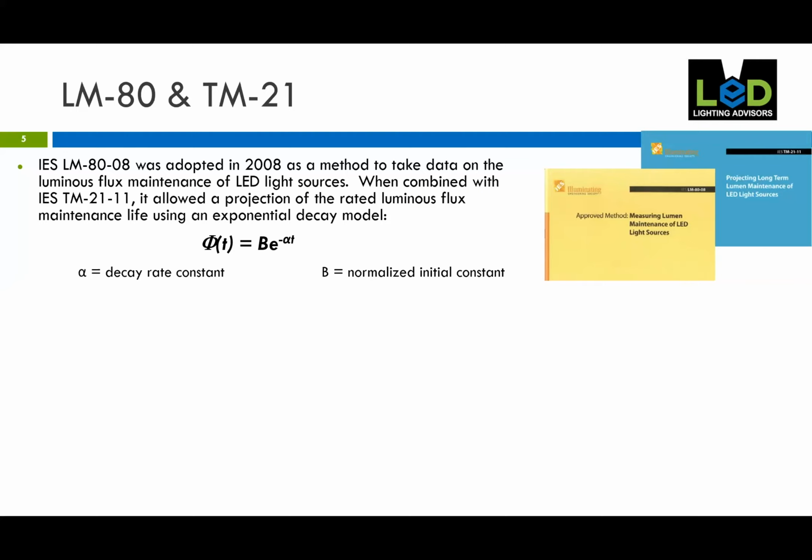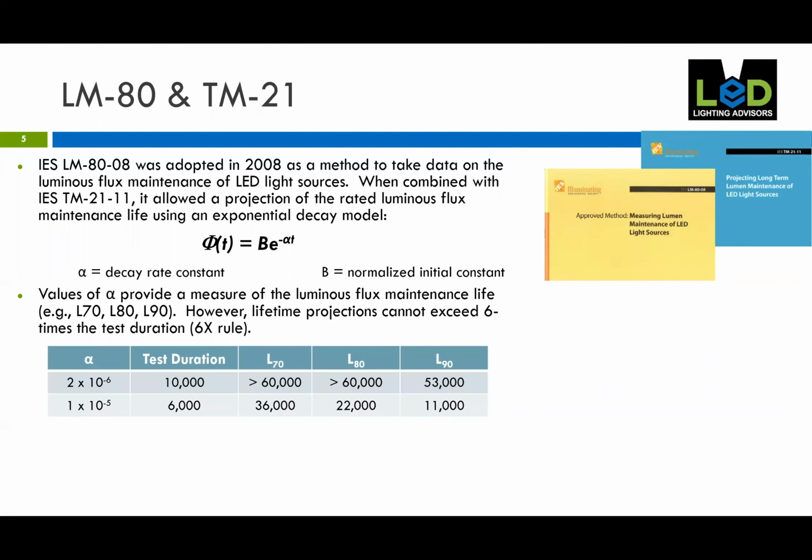The decay rate constant alpha is inversely related to luminous flux maintenance lifetime, and the value of alpha is then used to generate the luminous flux maintenance life projection from the TM-21 standard. Just a quick note that this projection cannot exceed 6 times the test duration in LM80. This is known as the 6X rule. So for example, if you have an LM80 report that tests the LEDs to 10,000 hours, the highest lifetime you can report is 60,000 hours.